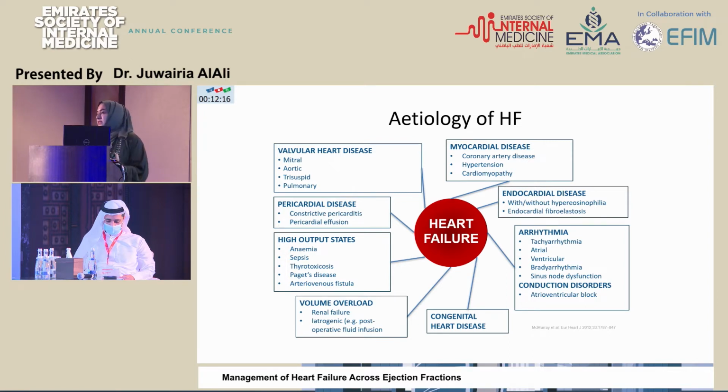Presence of high output states, which requires you to take a little bit of history and look at the investigations appropriately. Presence of volume overload conditions in case of renal failure, or in case of something that we actually did to the patient, where we give them more fluids intraoperatively or postoperatively. Congenital heart disease, usually you diagnose them by echo as well. Presence of arrhythmias, either tachy or bradyarrhythmias, and then looking for endocardial disease, which is a little bit rare on the list, but it's one of the things that you can pick up on echo.